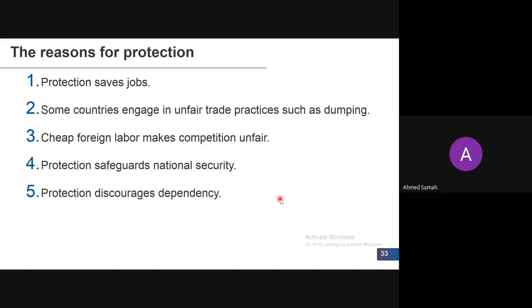It safeguards infant industries, or other industries that are just picking up. It will also raise revenue, both for the government and for local businesses. Some of these arguments have some weight, and protections could be needed in some cases.